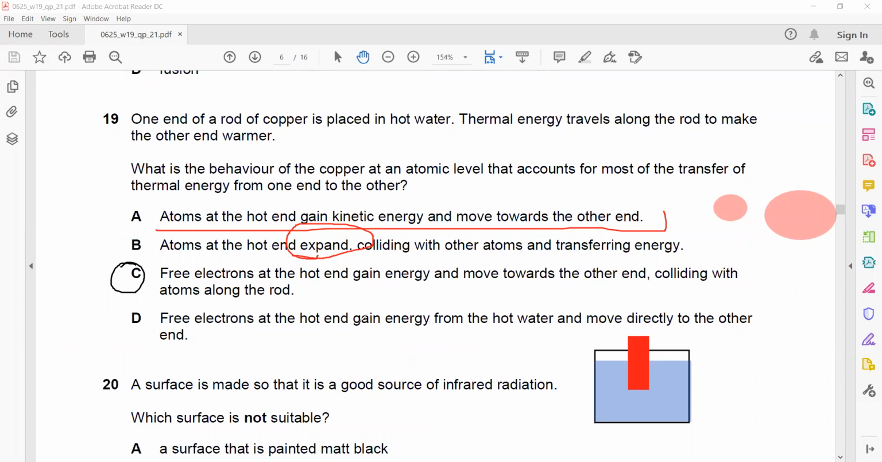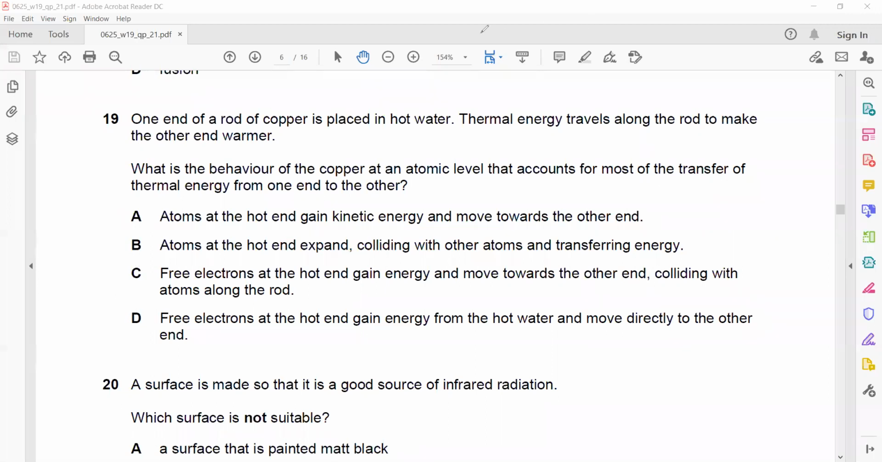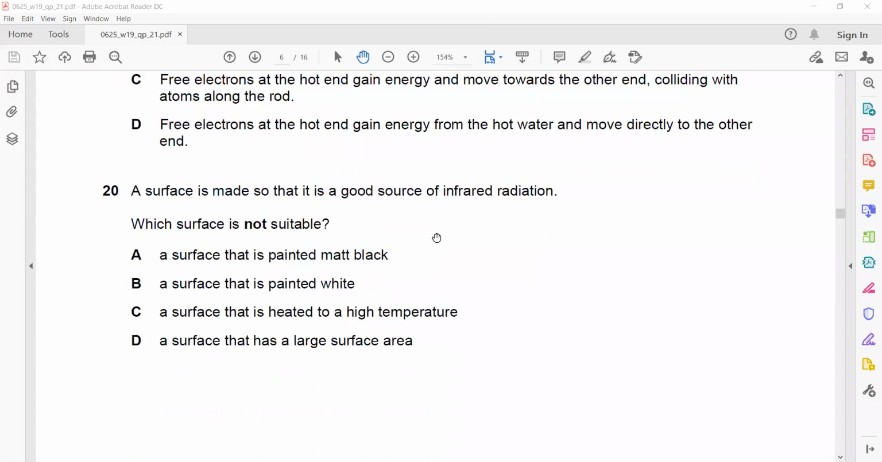Free electrons at the hot end gain energy from hot water and move directly to the other end. So they are not moving directly, they are colliding with the particles as they move along the rod, and this causes conduction. Question 20.